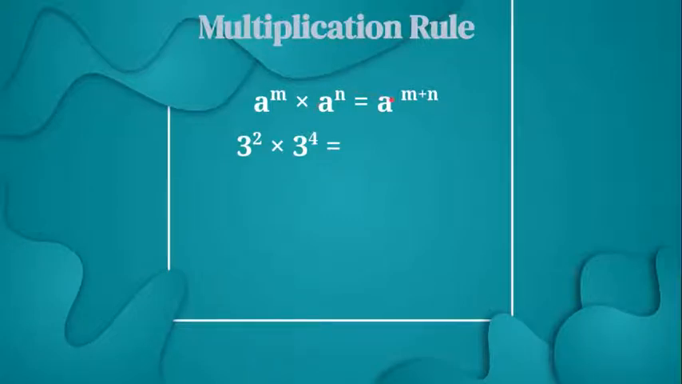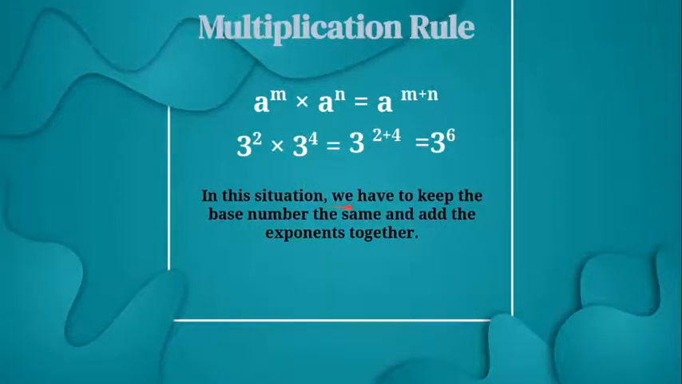If you look at the previous example, we added those two exponents, so m plus n. Here we're going to do the exact same thing. We're going to add 2 plus 4, which is 6. So 3 to the power of 6. In this situation, we have to keep the base number the same and add the exponents together.